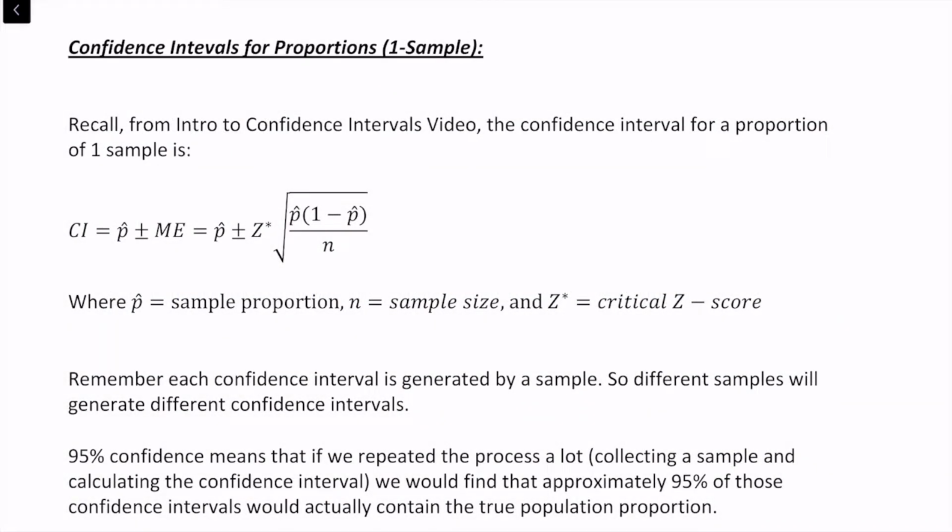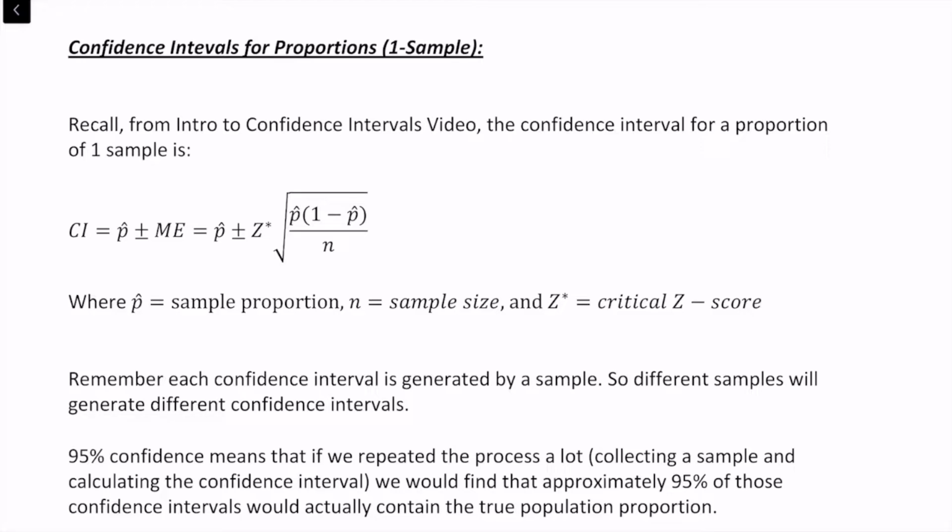All right, in this video, we're going to go over how we actually calculate a confidence interval for a population proportion of one sample. Recall from my intro to confidence intervals video, which if you haven't seen, I'll put a link in the description below, the confidence interval for a population proportion is the following.